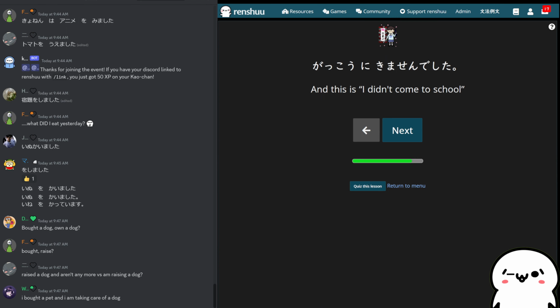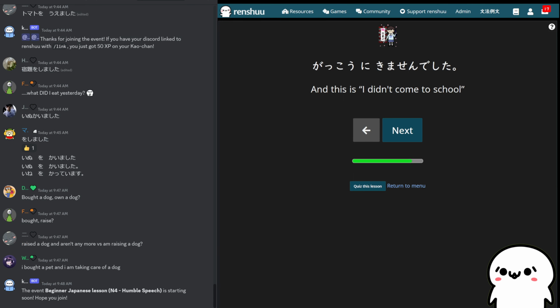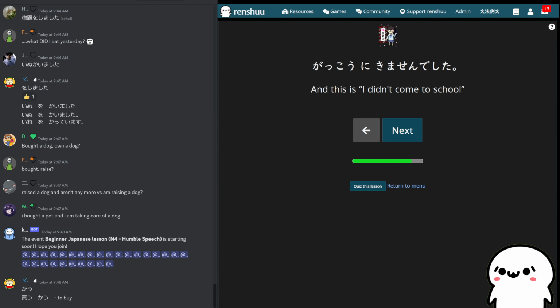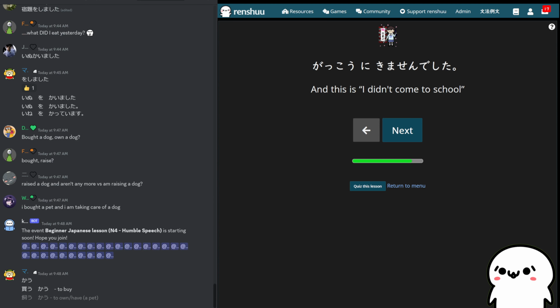So everyone gave slightly different translations, which I like because it helps reinforce the point that you shouldn't focus on this word means this word definitely in English or whatever. But there's actually two verbs that are spelled this way, kau. One of them is this one, which is to buy. And one of them is this one, which means to own or to have a pet. But they sound exactly the same.